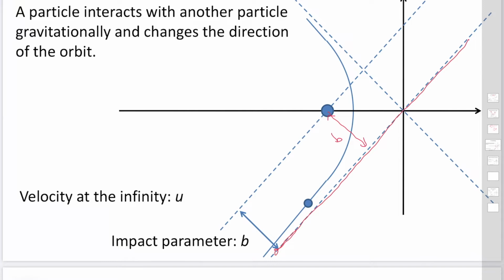At infinity, this particle has a velocity of u, and it is approaching the other particle. Because the gravitational force is attractive, this particle is attracted. It changes direction and moves in this direction. We would like to consider this process as a scattering process.